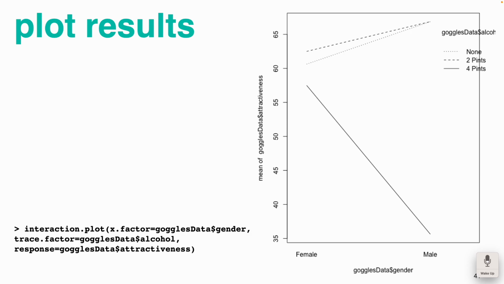Does that make sense? So if you see parallel lines, if they're far apart, that means there's a main effect, right? Or if they're slanted quite a bit, there's another main effect. But if they cross or are not parallel, it's an interaction effect. Because that means that as you go from female to male, these two are the same, but this is different, as you go from these two to 4 pints, you then get a difference. Okay?